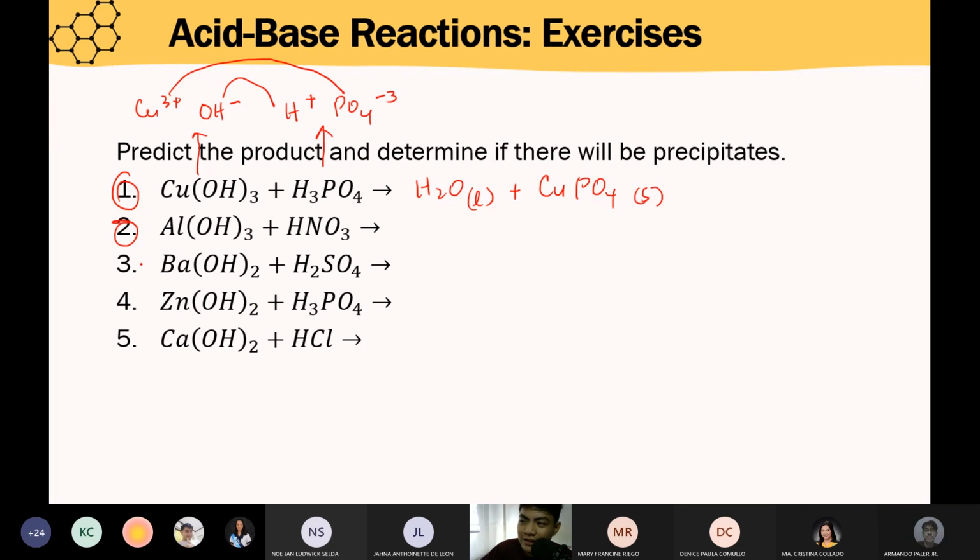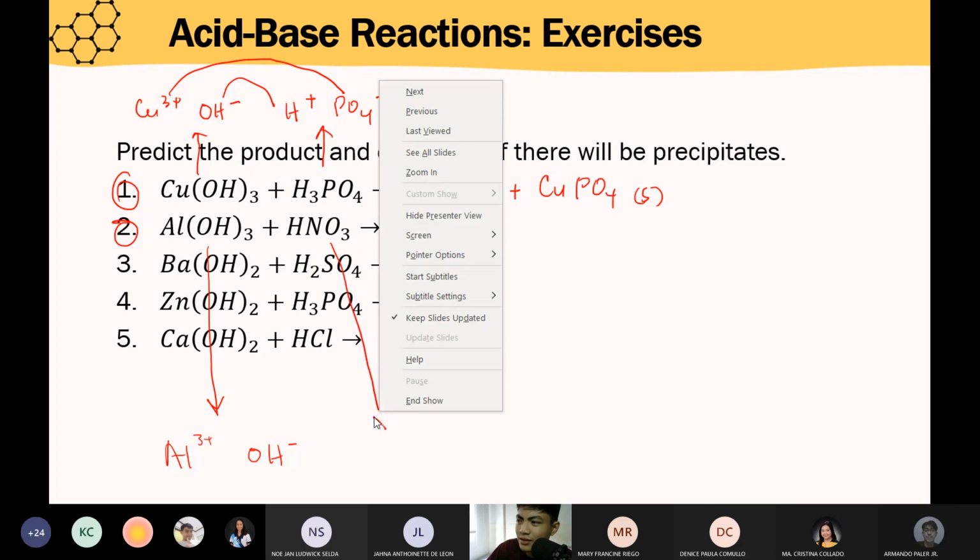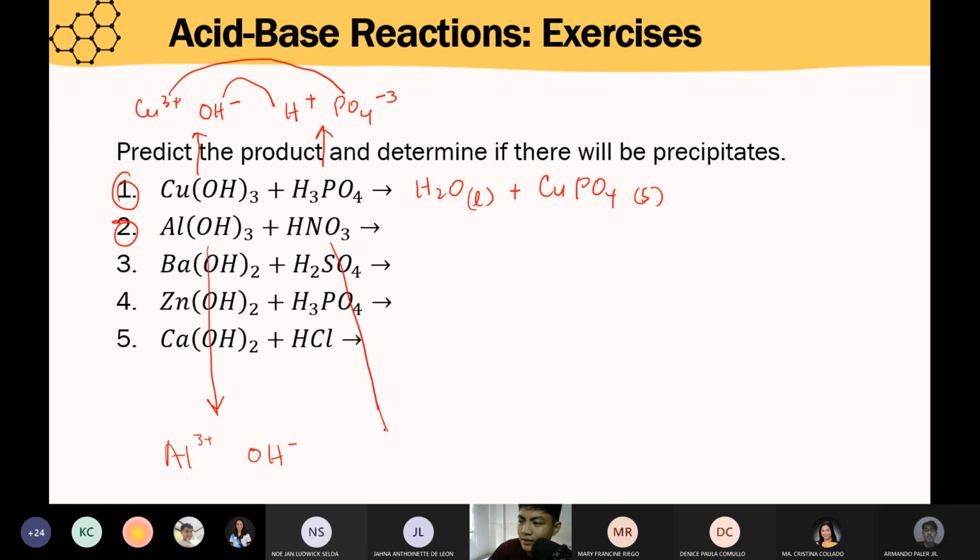Then, kayo na bahala sa tatlo, ha? So, what are the ions here? So, the ions are Al3 plus, OH minus. For this one, oopsie, you have your H plus, NO3 minus. Switch partners. Yan. So, you have your H2O and your aluminum nitrate.